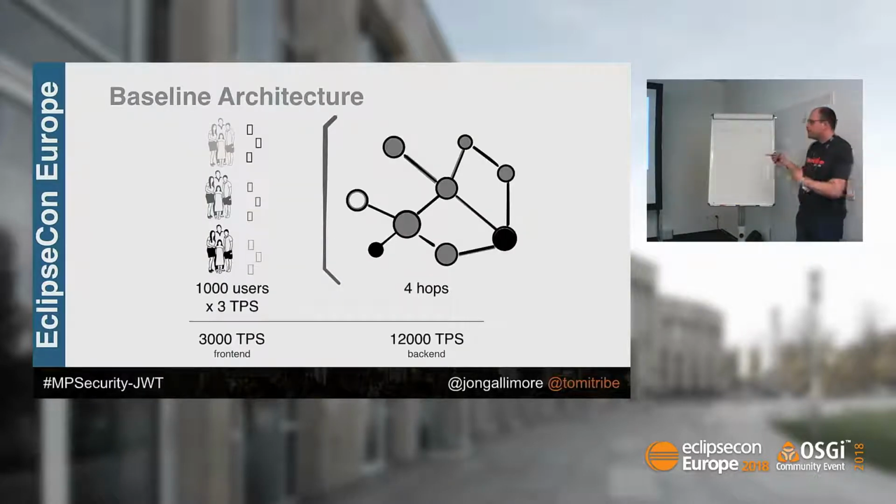So this is the baseline architecture that I'll use for this talk. On the left-hand side, we've got 1,000 users with their devices, and they're each doing 3 transactions per second on their device. So at the front end of the application, we've got 3,000 TPS coming in, and we're making an assumption that for each one of the calls from their device, we're going to call 4 different microservices on the back end.